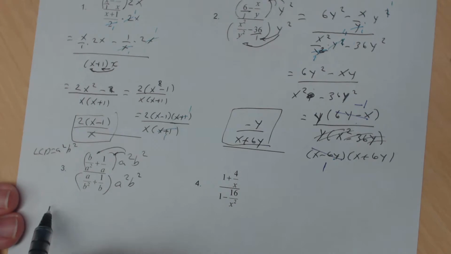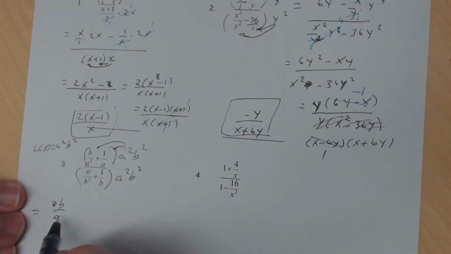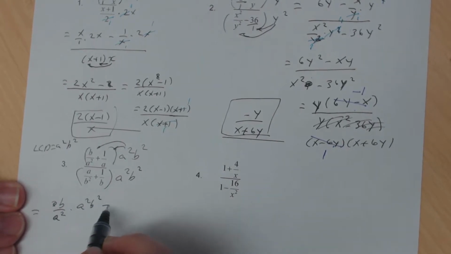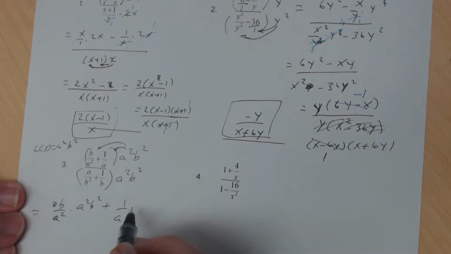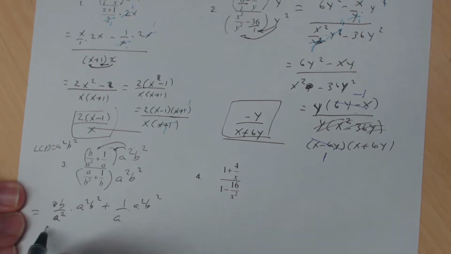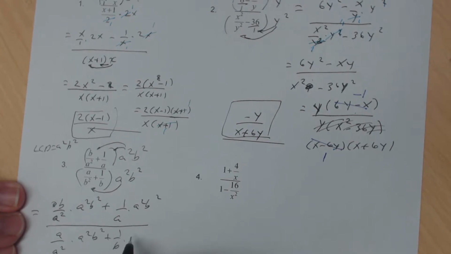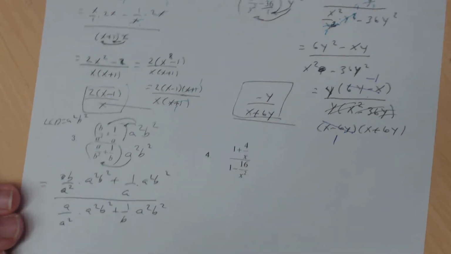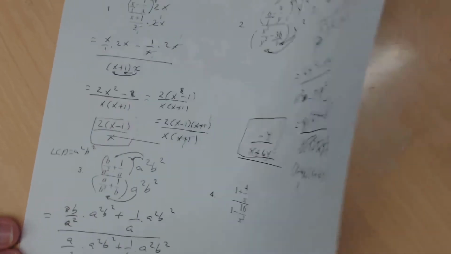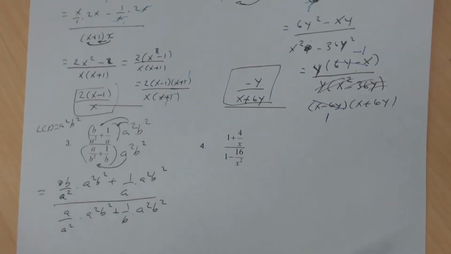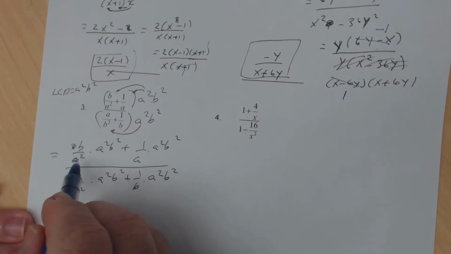So I get b over a squared times the LCD, plus 1 over a times the LCD, divided by, and distributing here, I get a divided by a squared times the LCD, plus 1 over b times the LCD. Alright, so that's where I'm at. Alright, now let's go ahead and reduce factors.